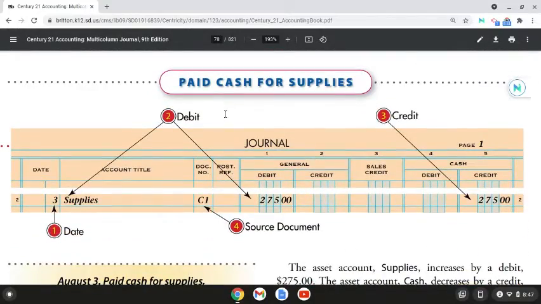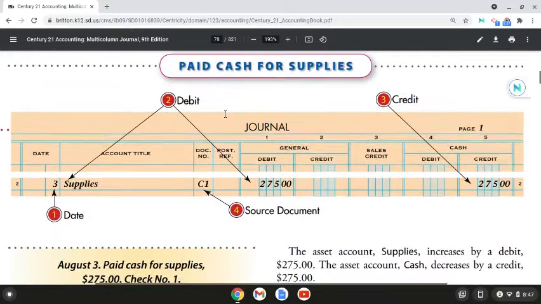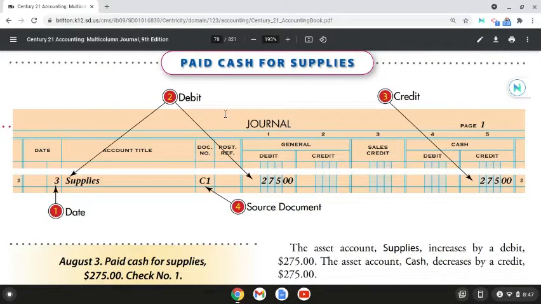Okay, next we'll be talking about when we pay cash for supplies. This next transaction reads, on August 3rd, paid cash for supplies, $275, check number 1. Anytime that we pay cash for something, that means that our cash account is going down or being decreased. For this transaction, we're going to write in the date, which is the 3rd. We don't need to write in the month because this is in the same month, August, so we don't need to write August and the year again. We just need to write in the date, which is the number.